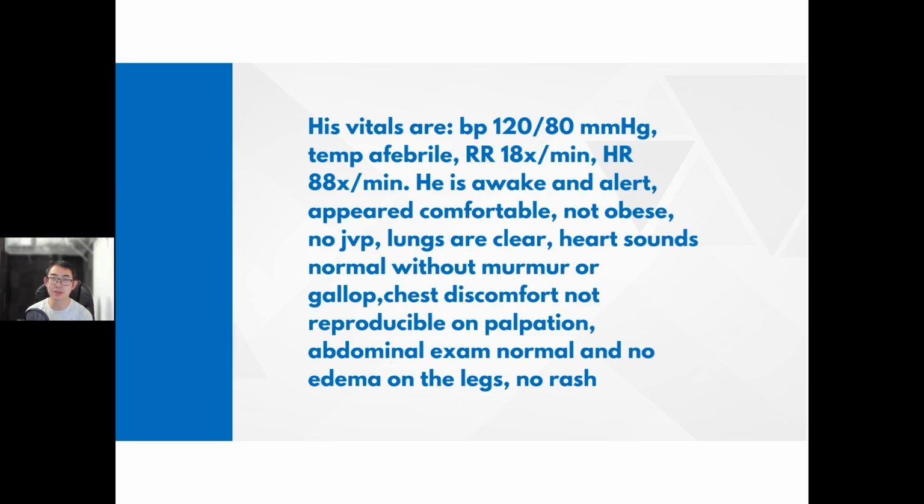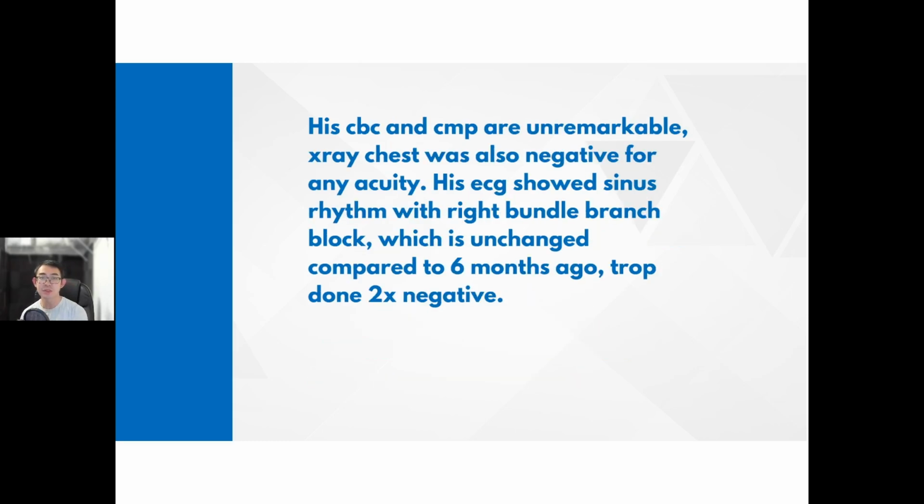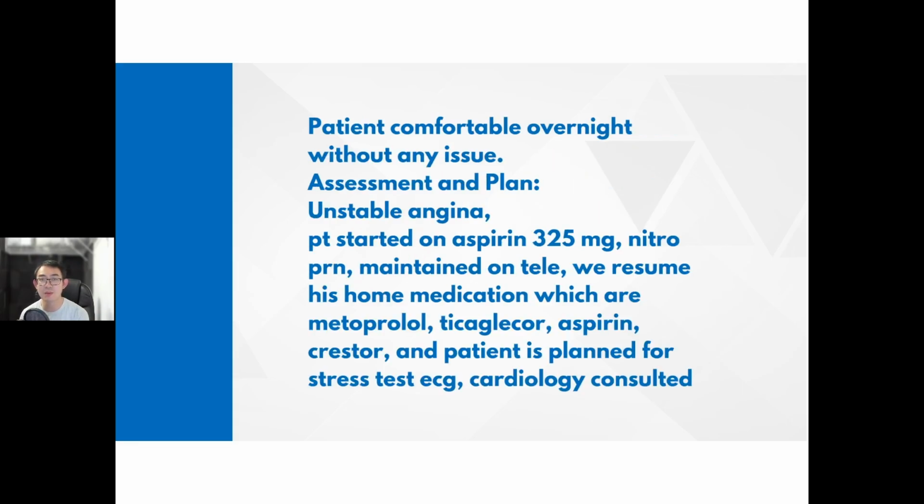So looking at this, it's clear how we try to rule out some stuff based on the history and physical exam. Okay. Even this alone is already good enough. It showed that the presenter knows what he's doing, basically. CBC, CMP unremarkable, X-ray chest negative for any acuity. EKG shows sinus rhythm with right bundle branch block, unchanged compared to 6 months ago. Troponin done 2 times negative. So that's pretty much it, right, for the lab and imaging.